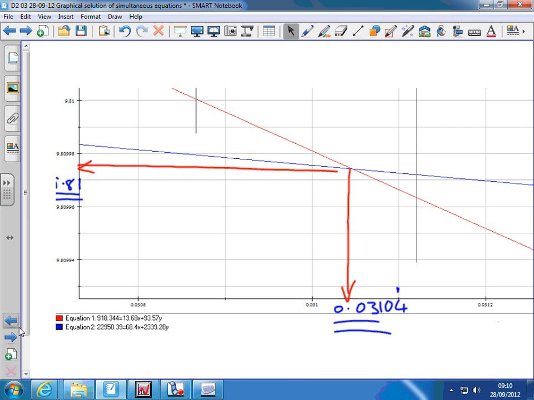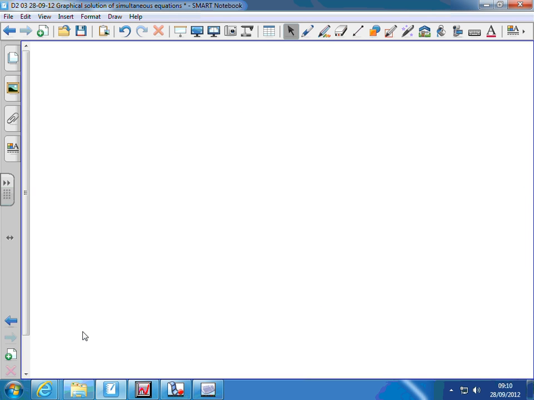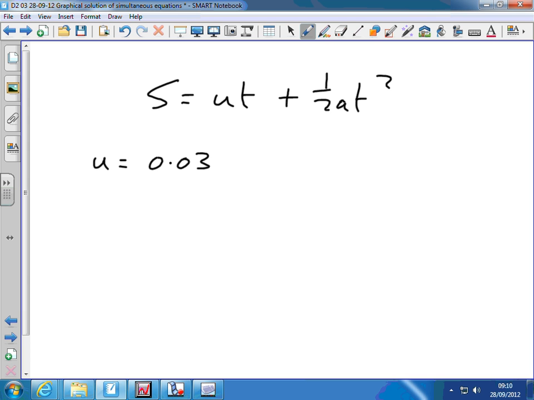So we can now go back, and we've got s equals ut plus a half at squared, back to our original function. And now we know that u equals 0.03 because we've arrived at that using Autograph, and we know that a equals 9.81. So now we're ready to go to the next part of the problem, which is to find how the displacement, remember, varies with time. Now we can do it because we've got values for the constants u and a.